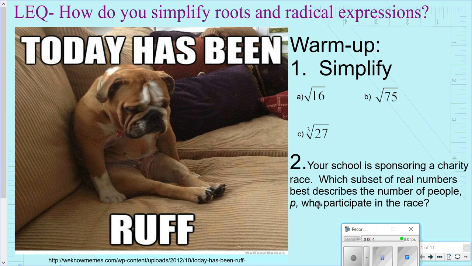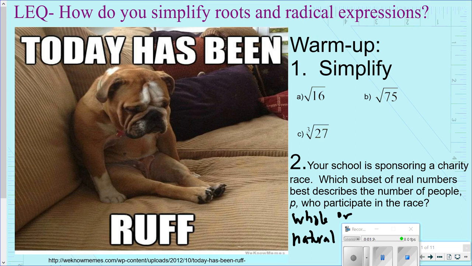And so whole numbers would be an option here, or possibly natural numbers, depending on your thinking. If you're thinking that at least one person has to show up for a race to happen, then you would say the natural numbers. And if you're thinking that the race is still happening that day, it's just no one shows up, so 0 would be possible, then you're saying whole numbers. So I would accept either whole or natural here, depending on your argument.